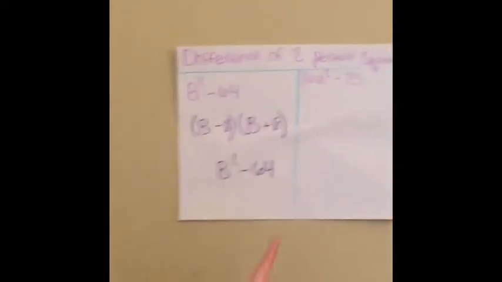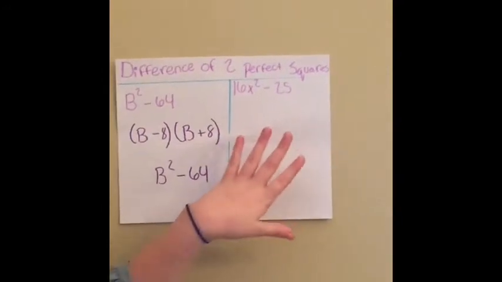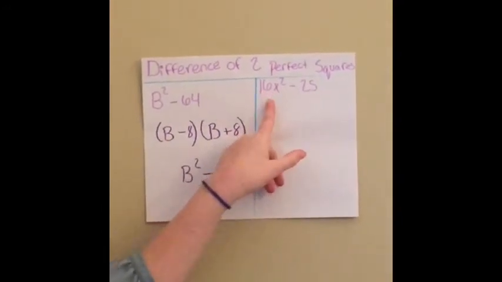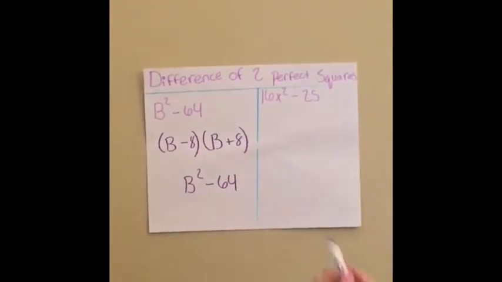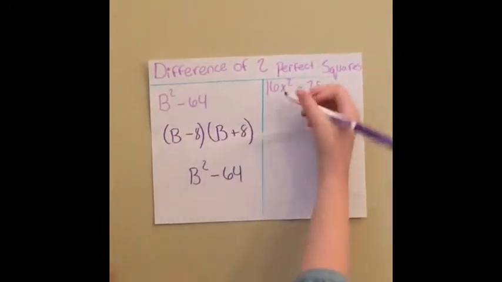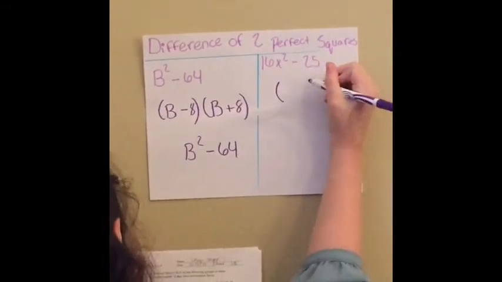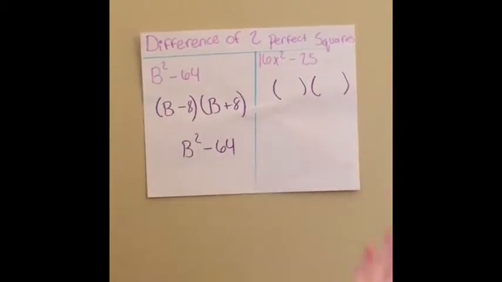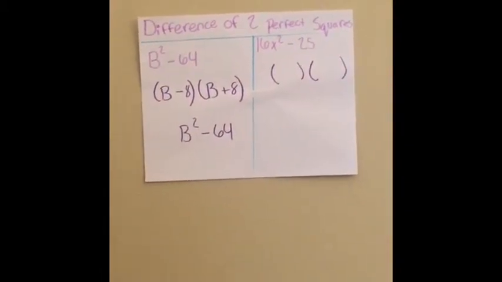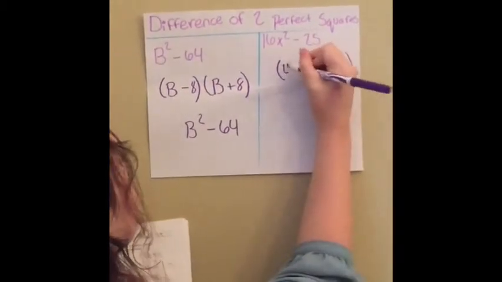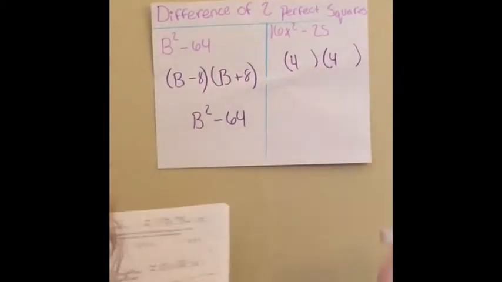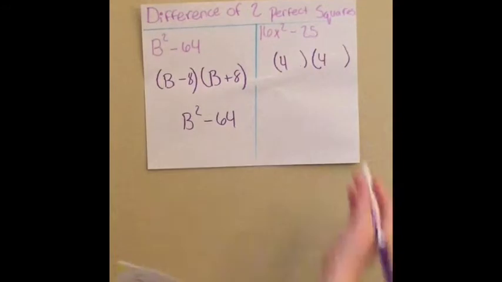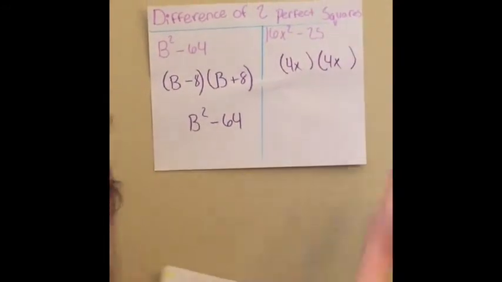So for this next problem, it's the same thing, except instead you have a number in front of your variable. So what you're going to do is find the square root of that number after you put your parentheses. So the square root of 16 is 4. 4 times 4 equals 16. So it's going to be 4 and 4. But since you have an x, you have to add it. So it's going to be 4x.